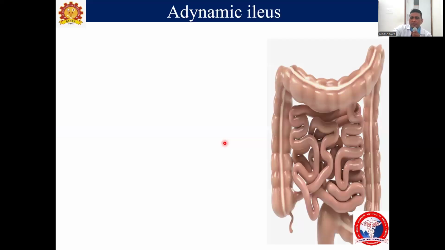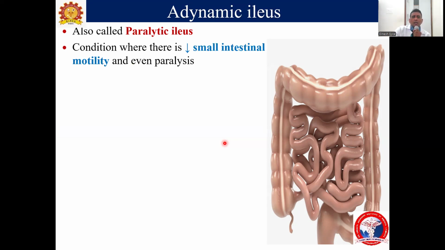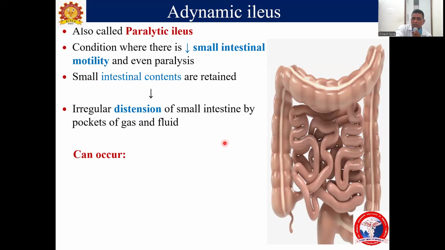So we're going to talk about a condition where there's slow movements of the ileum. All right, the movements of the ileum are very sluggish, very slow. There is almost a paralysis of the ileum, so it's otherwise called paralytic ileus. Paralytic or adynamic ileus is a condition where there's very slow movement of the small intestine. Because of this, the small intestinal contents are not pushed forward, and are retained in the small intestine. Because of this, the small intestine is distended with fluid and gas.